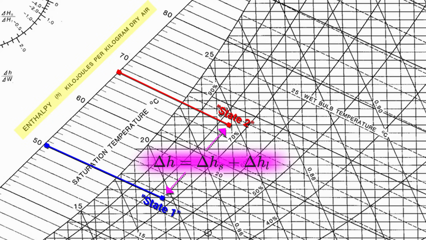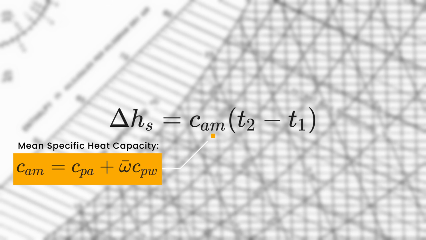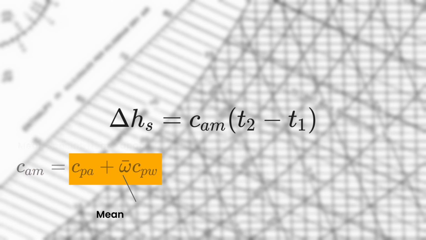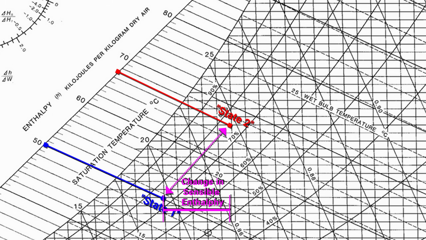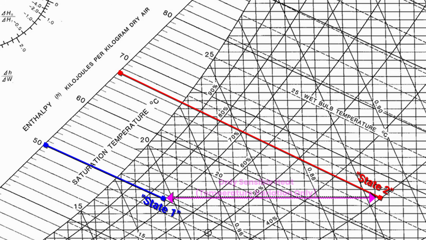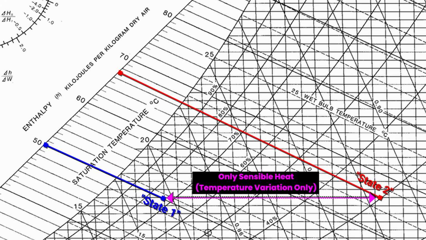The change in enthalpy between two states is made up of these two components. Sensible enthalpy is linked to temperature changes and depends on the mean specific heat capacity of moist air. Latent enthalpy, on the other hand, relates to changes in the humidity ratio and depends on the mean enthalpy of water vapor. On the psychrometric chart, a change in sensible enthalpy appears as a horizontal line, while a change in latent enthalpy shows up as a vertical line. So, if a process only involves sensible heat, the enthalpy change is purely horizontal.